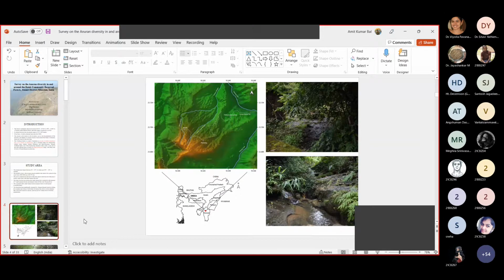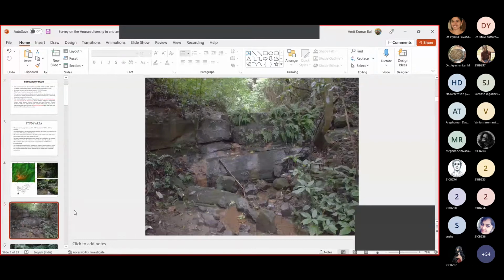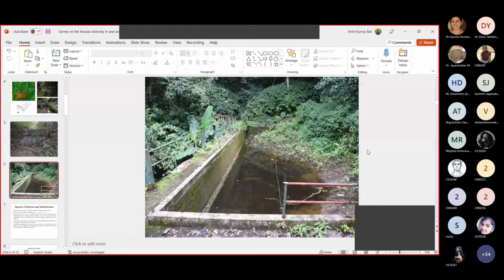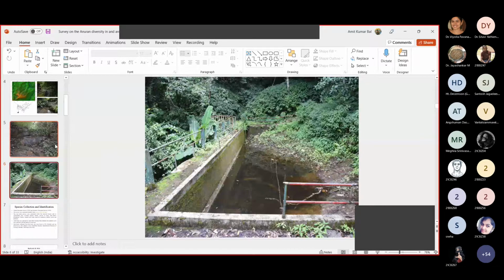So these are the habitats where we do the survey. As you can see, and here, these man-made water bodies, they are excellent breeding grounds for the anurans. So we recorded 21 species.